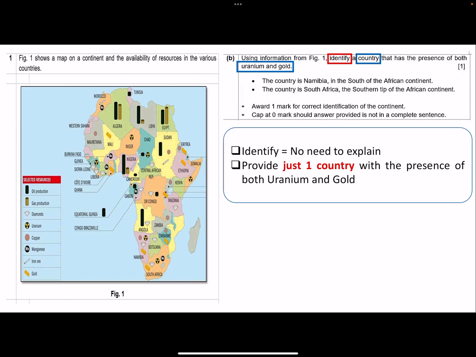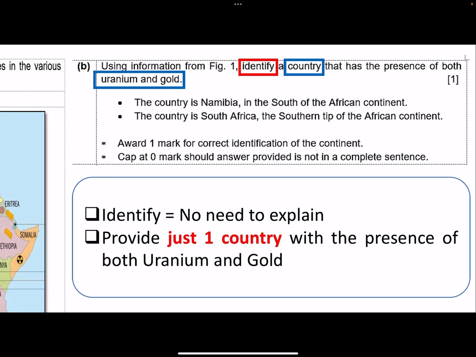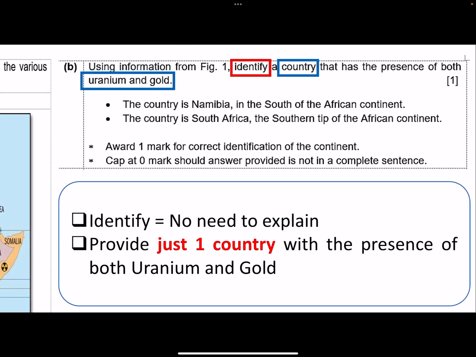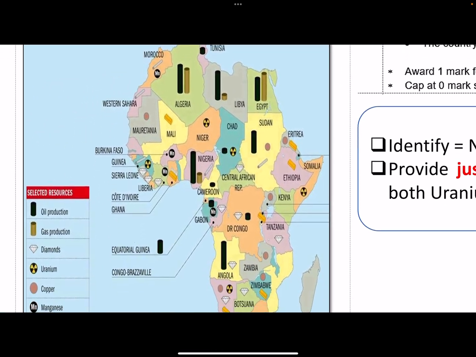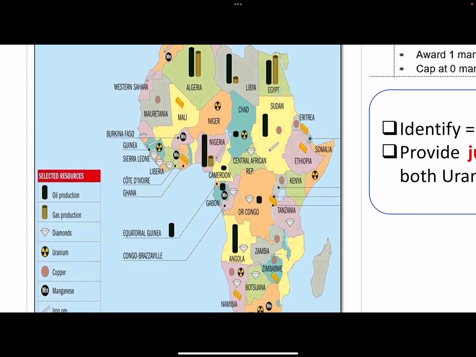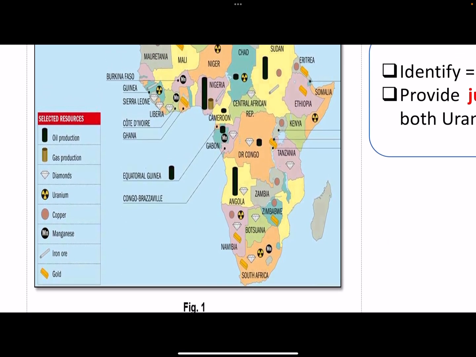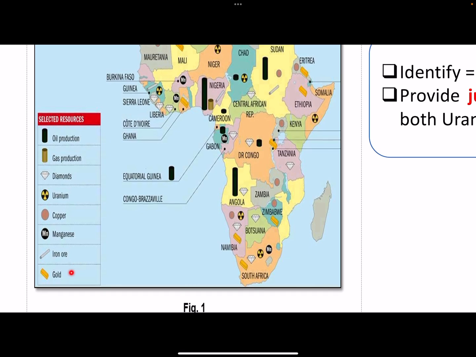Now moving on, question B. What does question B want to deal with? Identify again, country. Identify the country that has the presence of both uranium and gold. So we have to go into this area on the continent of Africa. We are looking for uranium, for this logo, as well as gold, which is this logo over here that I'm highlighting with the laser pointer. So which countries have both?